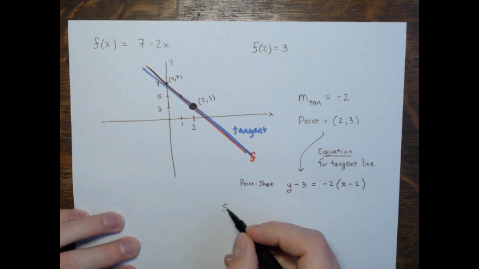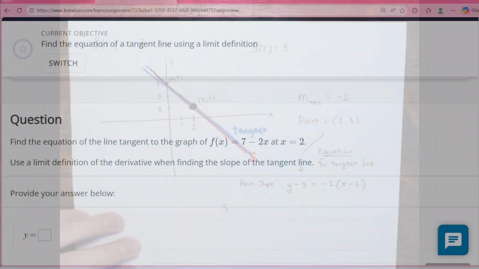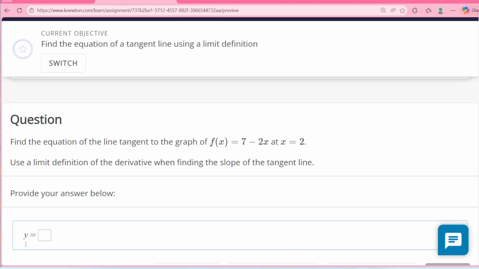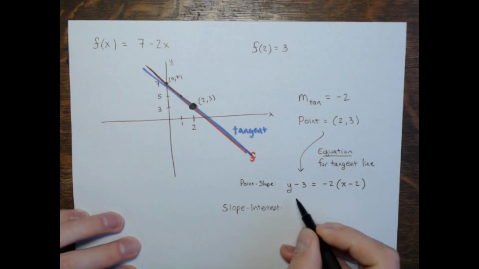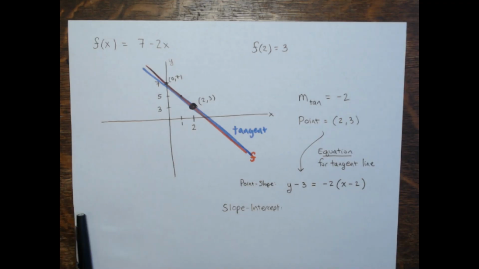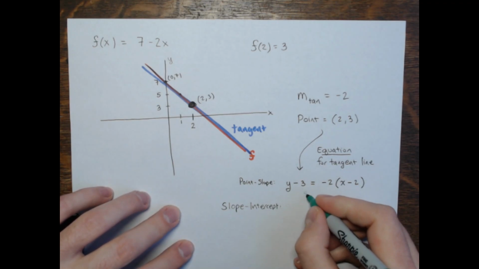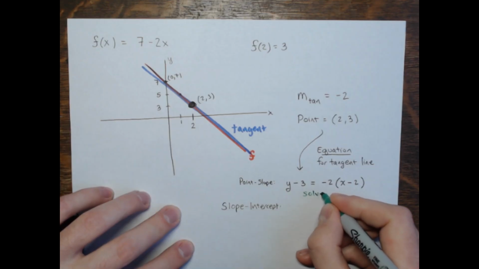But I think based on the look of it, see how they got y equals y by itself, it looks like they want it in slope intercept form. But that's easy to do once you have point slope. I would just take this here and solve for y.